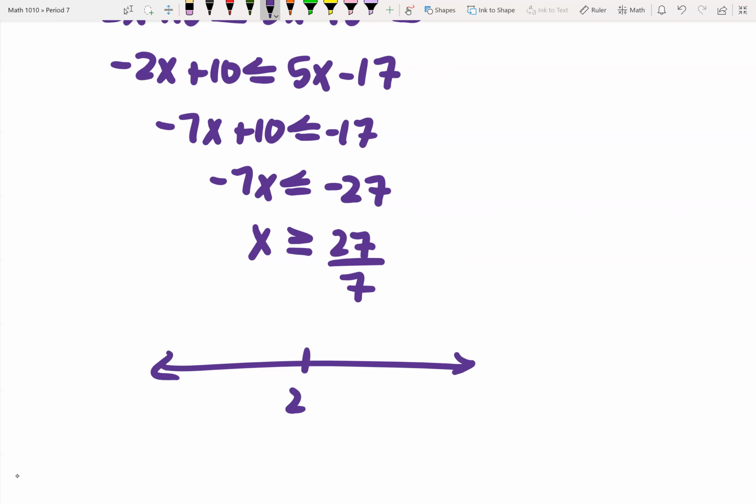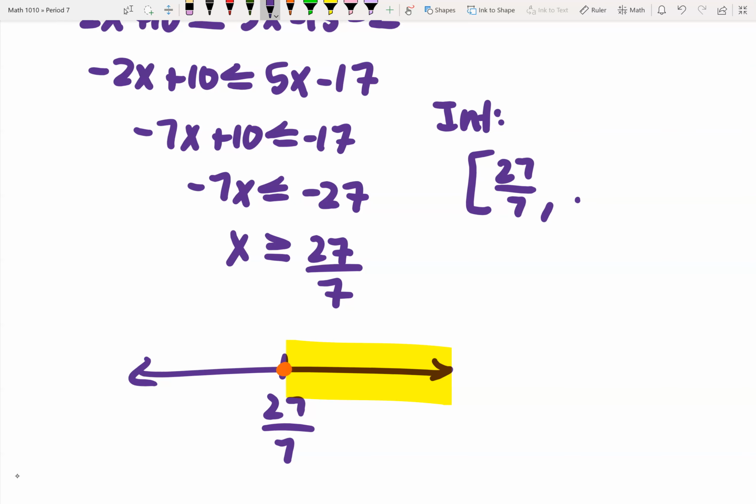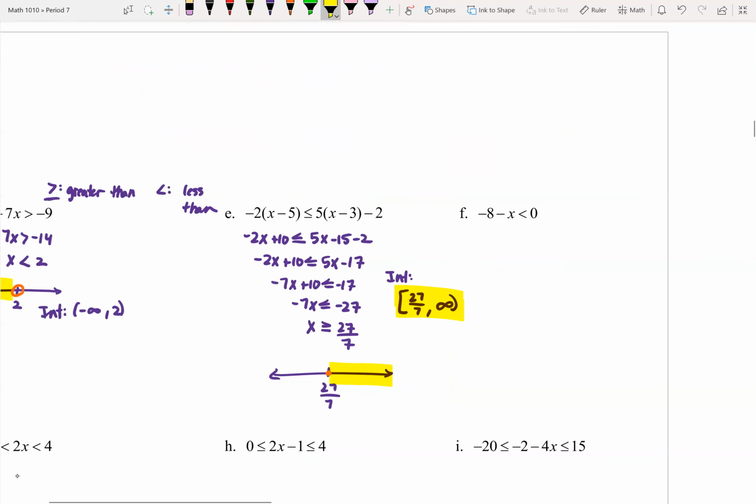Okay, make your notch. 27 over 7. We do have an equal sign, so it's closed. You tell me right or left. To the right. Interval form is what they want, and that is 27 over 7 with a bracket to infinity with a parenthesis, and I'm done. Who says I got it? I'm good still. Yay. And you're going to keep being good.